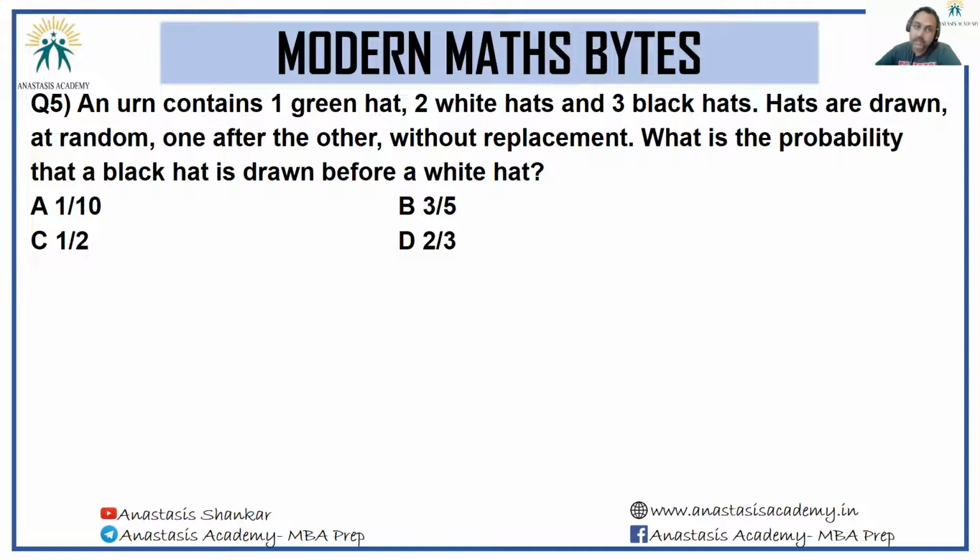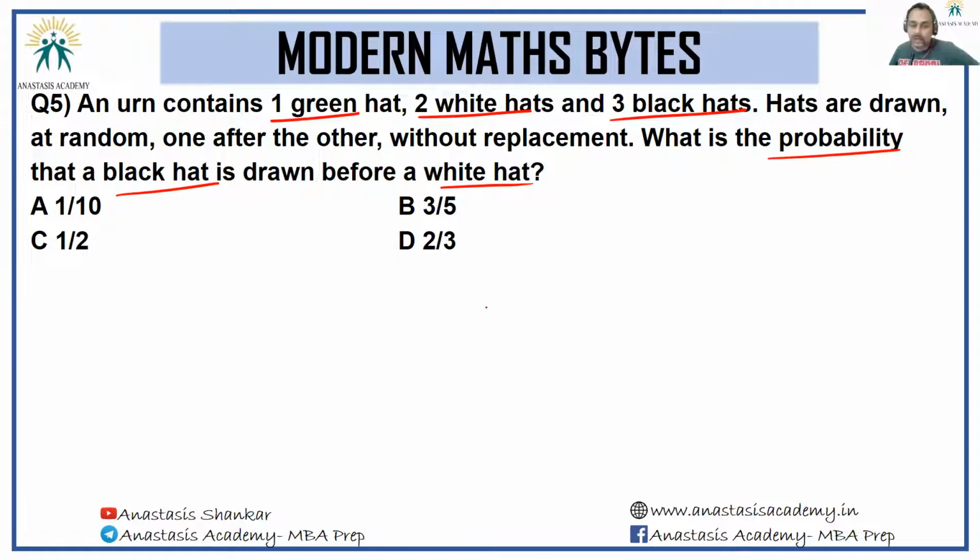An urn contains 1 green hat, 2 white hats, and 3 black hats. Hats are drawn at random, one after the other without replacement. What is the probability that a black hat is drawn before a white hat? Okay. We have 1 green hat, we have 2 white hats, and 3 black hats.